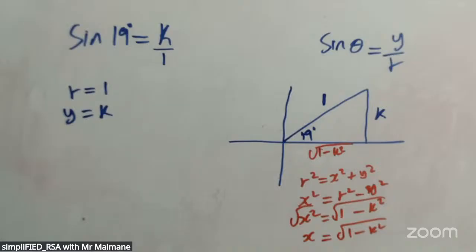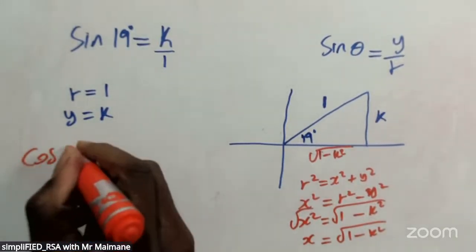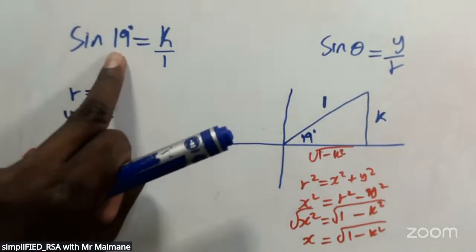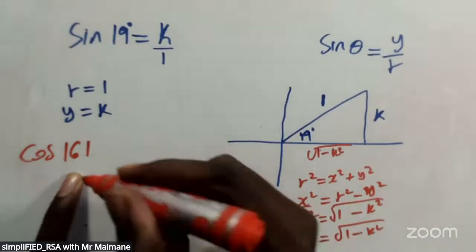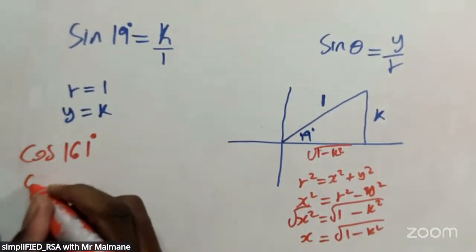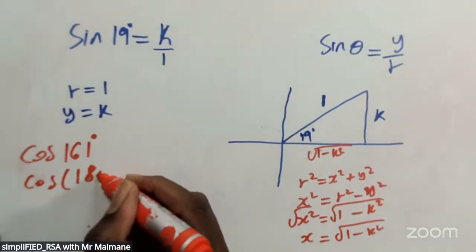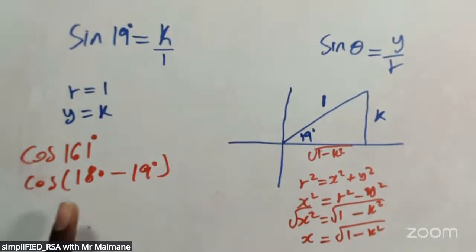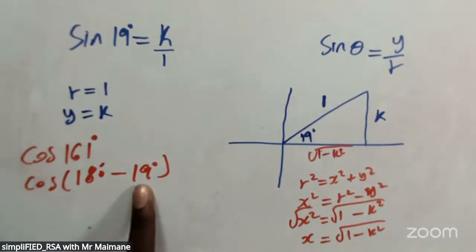Your representation now is up to you, whatever they say. For the first one, they gave you cos 161. So for cos 161, you can figure out how to relate 19 degrees to 161. You already said it's the same as cos of 180 minus 19 degrees, because if you take 180 minus 19, you get 161. That's why we put it like this.